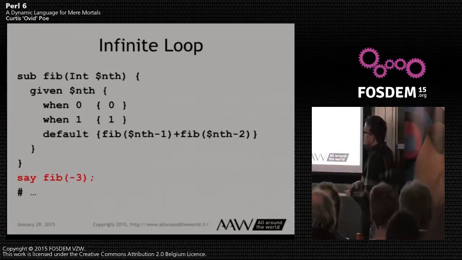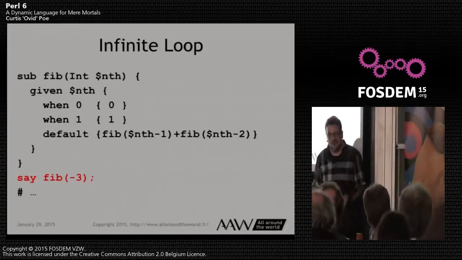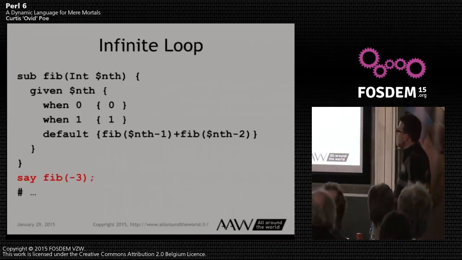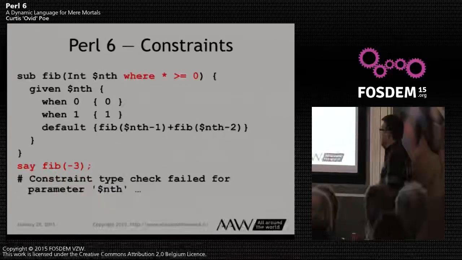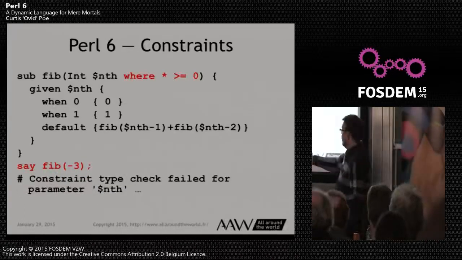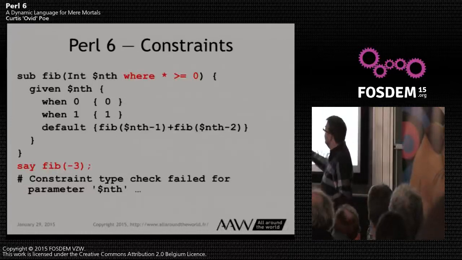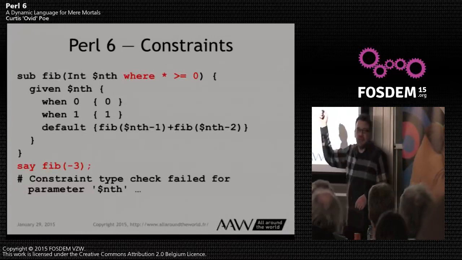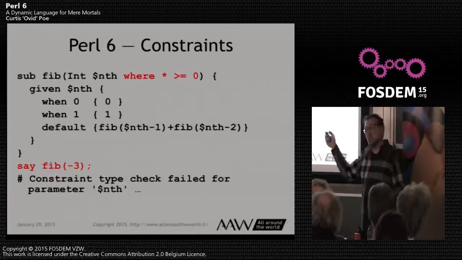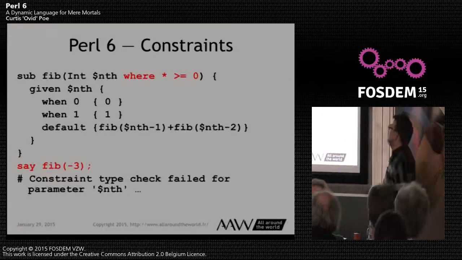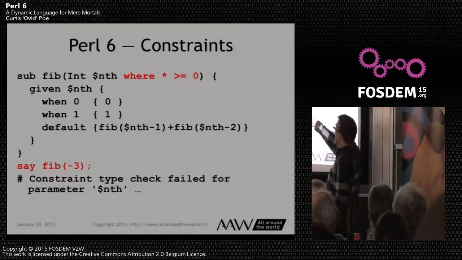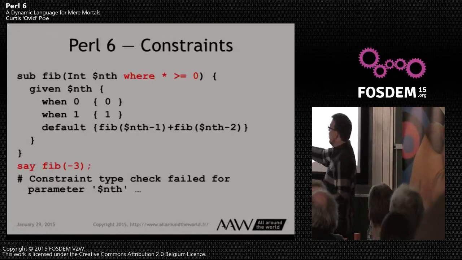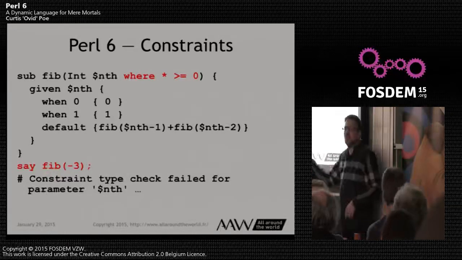But it's still not there because now we can call -3. So -3 is going to be an infinite loop because the -1 and the -2 are never going to hit our base cases. So we just get a subset. Constraint type check failed for parameter nth fib -3. So what is this? Where star? The asterisk is an example of the whatever class. And I like to read that generally as whatever I got. Int nth where whatever I got greater than or equal to 0. You can't pass in a negative value because you'll get a constraint type failure.